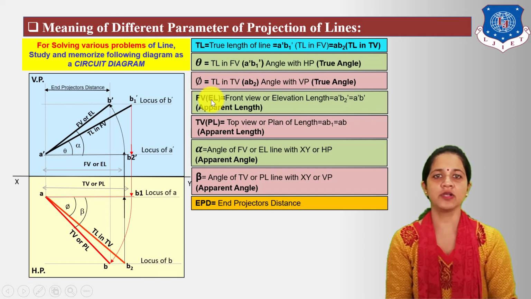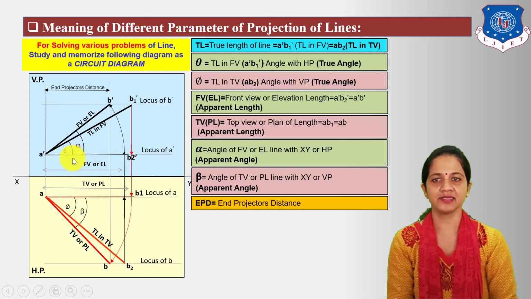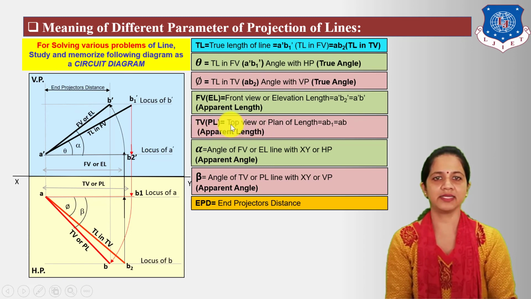Next, front view or EL is equal to front view or elevation length, is equal to A dash B2 dash, is equal to A dash B dash, and which is known as apparent length. Here you can see A dash B2 dash and A dash B dash both indicate front view length. A dash B2 dash is the horizontal component of front view length and A dash B dash is the inclined component of front view length.